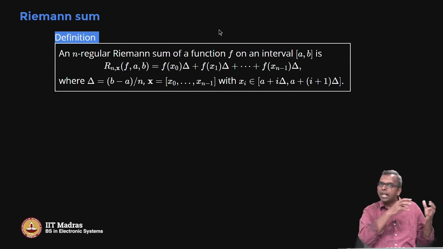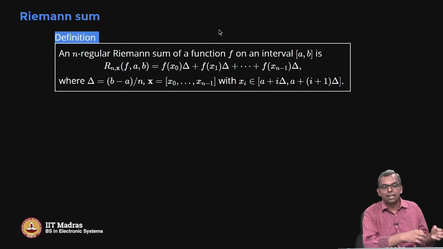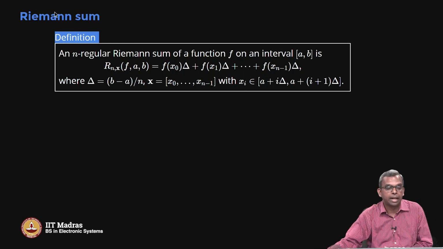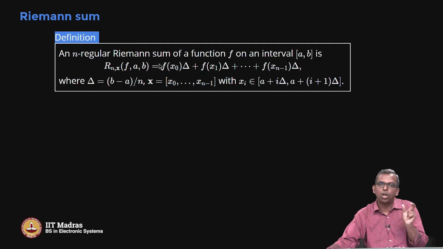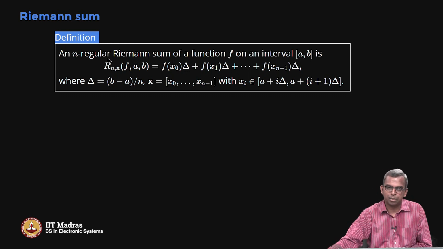So now, motivated by that important idea and approximation, we are going to define something called a Riemann sum. Okay, so this turns out to be an n regular Riemann sum. So this regular is because the parts are all of same length. The most general Riemann sum doesn't even require that, but we won't go to that. We'll just stick to regular Riemann sum. An n regular Riemann sum of a function f on an interval ab is basically what we saw before, this approximation of the area. Okay, delta is b minus a by n.